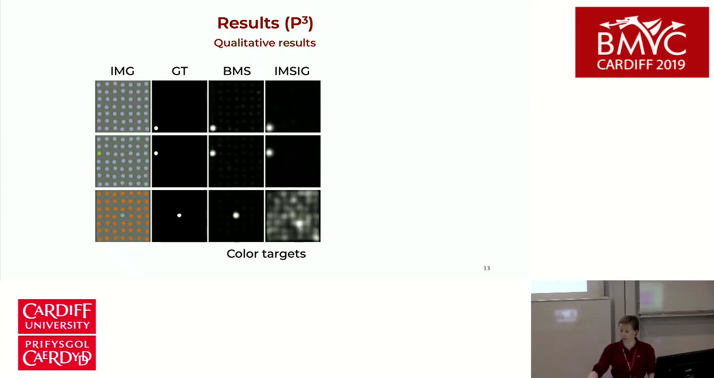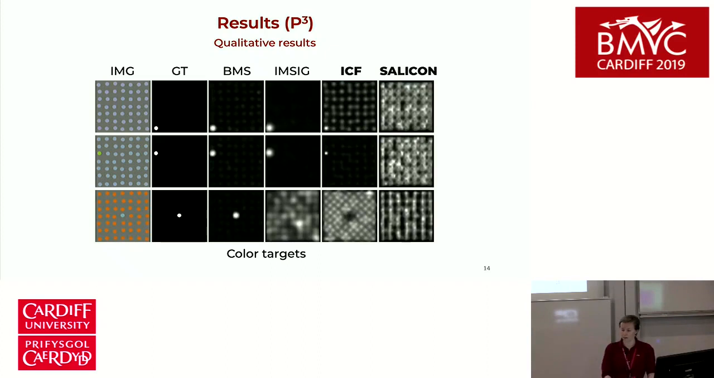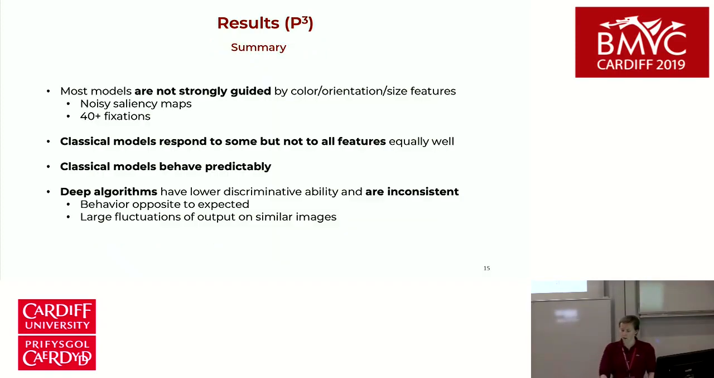to see immediately. These are the results from the 2 deep learning algorithms, ICF and Silicon. Again, ICF finds the first 2 targets, fails to highlight the target in the last row, and it's not very clear if Silicon actually gives any preference to any of the targets at all. So overall, we found through this analysis that the majority of the models do not strongly respond to color, orientation, or size features that are known to guide human attention.